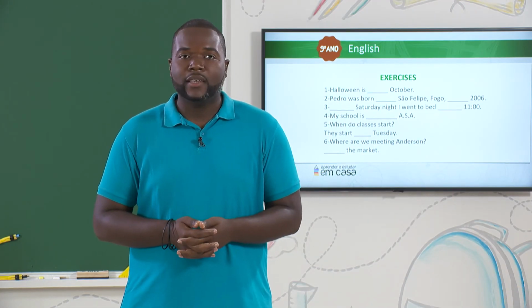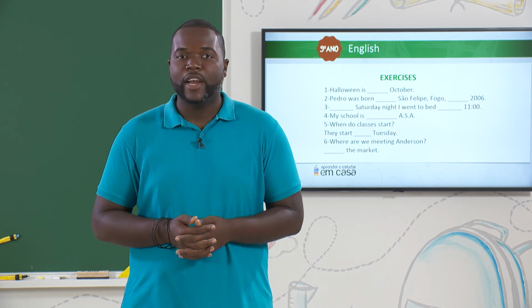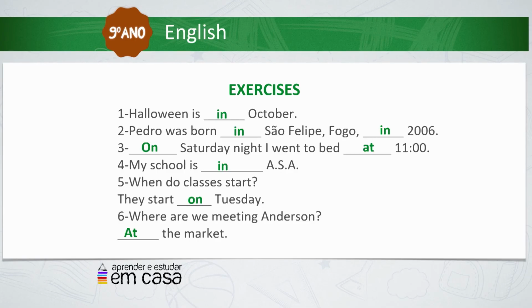Right, students, we're back, and now it's time to correct those exercises. Let's see if you did them all correctly. Let's go. Sentence number 1, Halloween is blank space October. That's right, we use the preposition in. Halloween is in October. Sentence number 2, Pedro was born blank space São Felipe, Fogo, blank space 2006. You're right once again. Pedro was born in São Felipe, Fogo, in 2006.